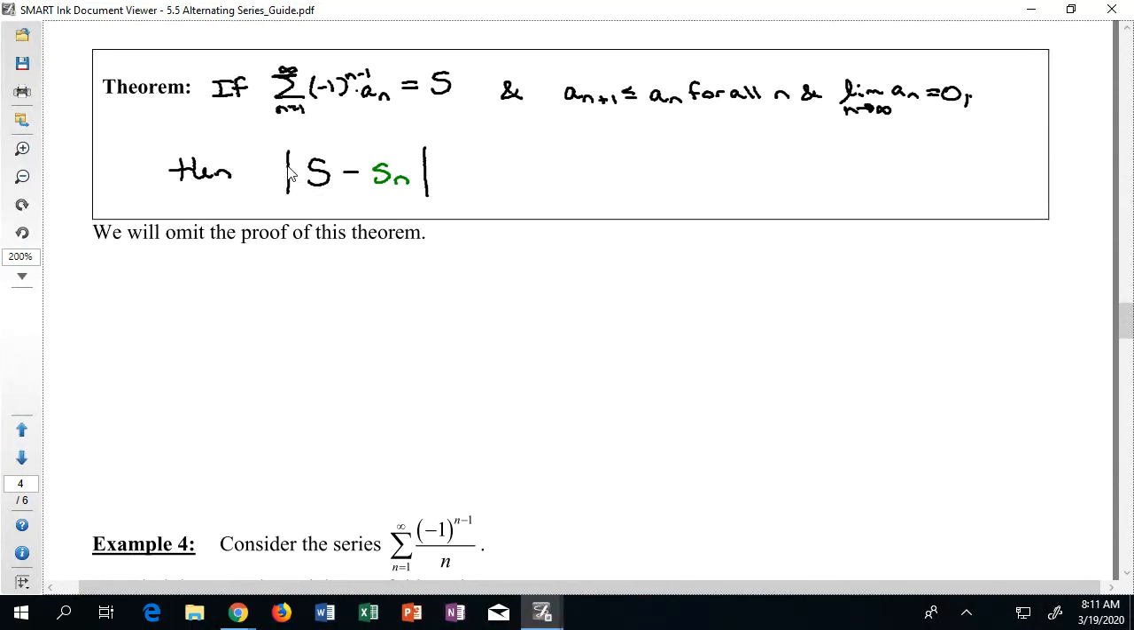Now, I might be overshooting or undershooting the actual sum at that point, and I don't really care. That's why I'm going to put the absolute value bars here. I just want to know how far away I am from the total sum thus far. And here's the cool thing. We'll be able to guarantee that that distance, how far away we are, is automatically going to be less than the n plus first term of the series.